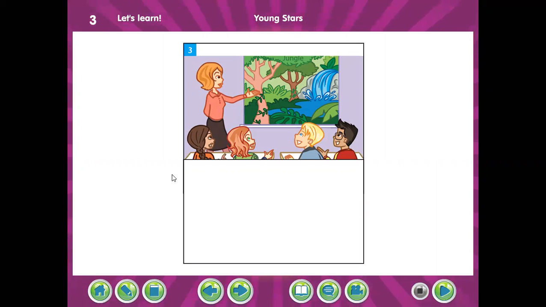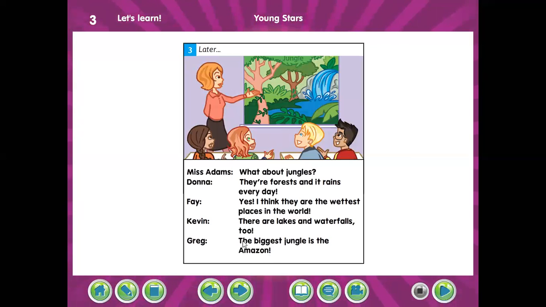No, let's see. One student, okay? Josué Aguilar. Josué, can you tell me what is the largest jungle? It is the Amazon. Very good, my friend. Very good. The Amazon, as you see, they talk about that. The Amazon is the biggest jungle in the world.